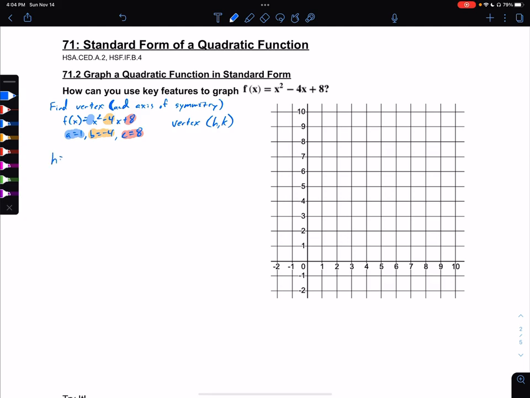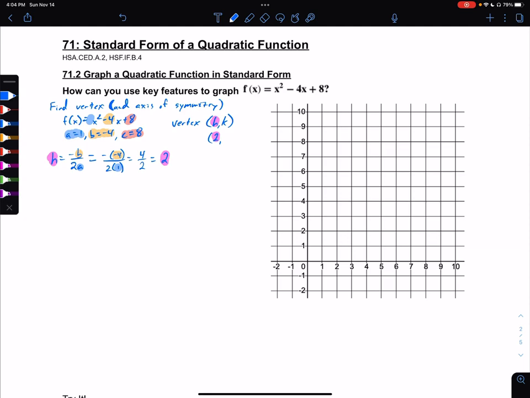and we know that h is equal to negative b over 2a. So what we can do is plug our values in. So b is negative 4 over 2 times 1. Plug in the b value, plug in the 1 value. I'm a fan of highlighting. So we get 4 over 2, which reduces to 2. So the x-coordinate of our vertex is 2. So h is going to be 2.